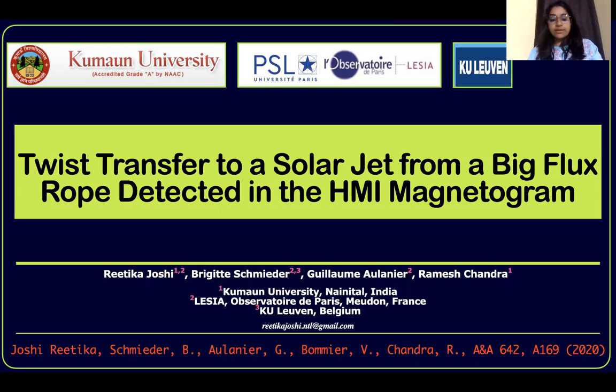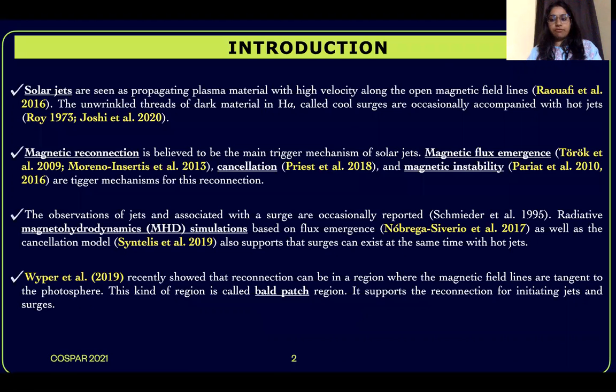I am presenting here our recent work, Twist Transfer to a Solar Jet from a Big Flux Rope Detected in the HMI Magnetogram. This work is done in collaboration with Dr. Brigitte Schmieder, Guillaume Lanier, Veronique Baumier, and Ramesh Chandra. In this study, we performed a multi-wavelength observational analysis of a solar jet to understand how the twist is transferred to the jet from a big flux rope.